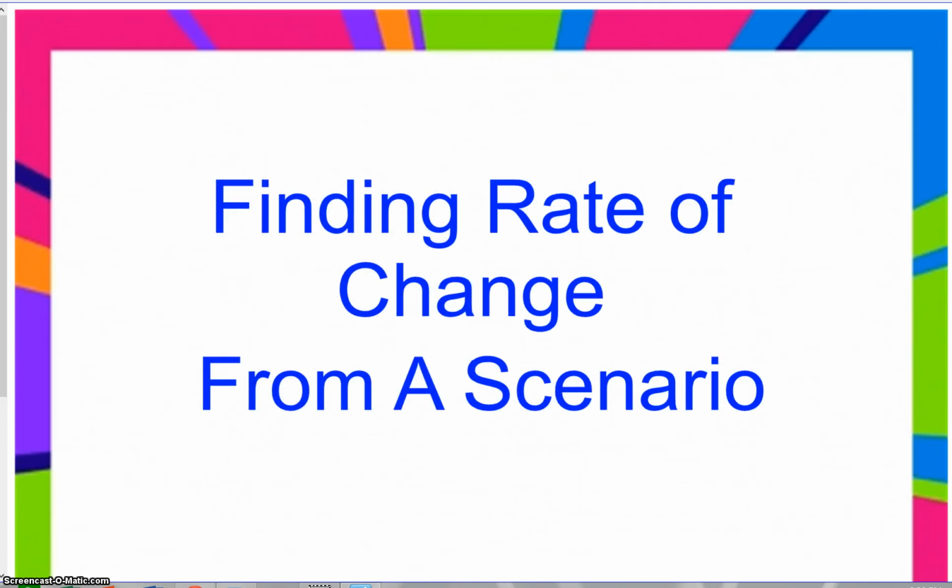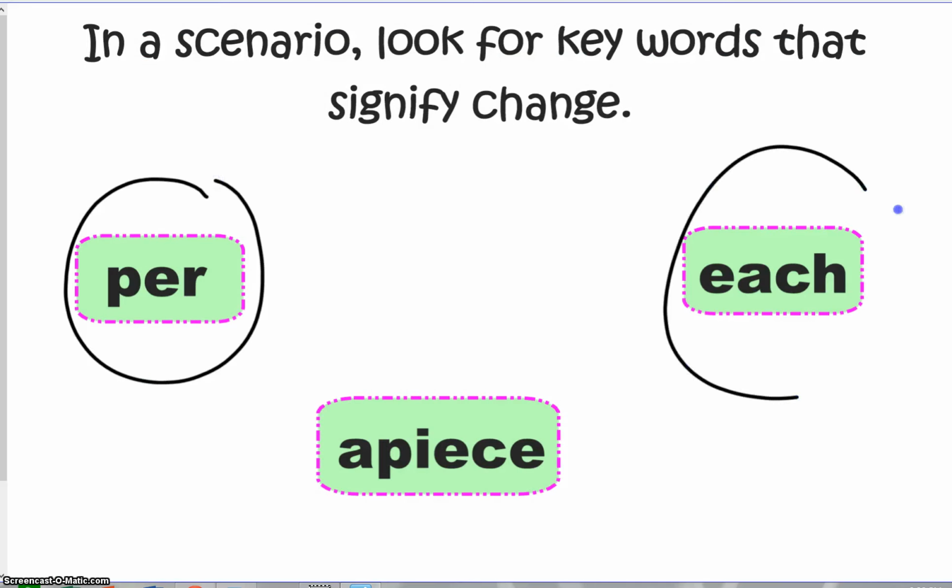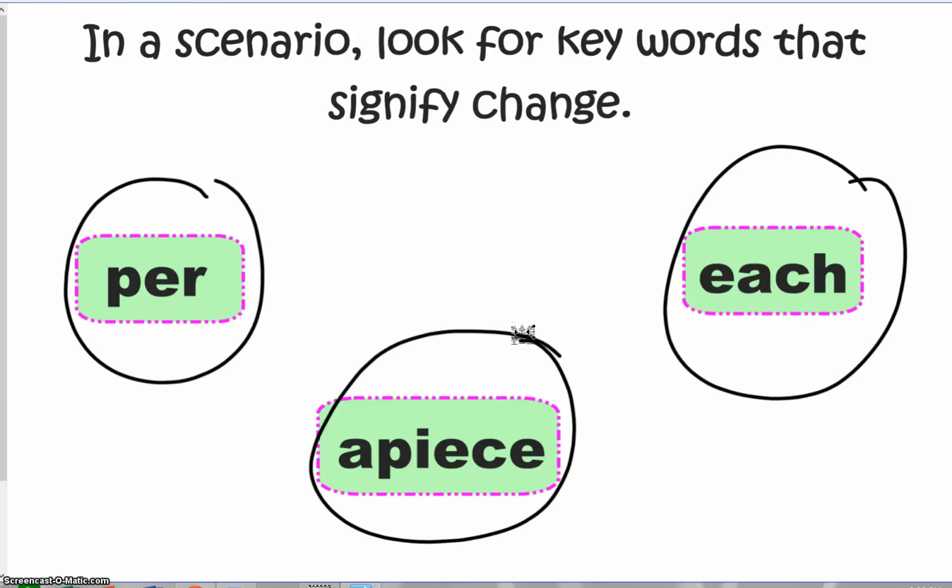All right, so now here's where we're adding a new piece, is finding the rate of change from a scenario. The rate of change in a scenario is super easy too, so don't get excited and don't have a fear about how to find the rate of change from a scenario. To find the rate of change from a scenario, look for key words that signify change. Per is 1. Each is 1. A piece is 1. Remember all those scenarios that we've talked about always had something like $18 per month or $4 each. Those numbers that are before the key words that signify change would have been your coefficient, would have been your rate of change. So let's do an example.